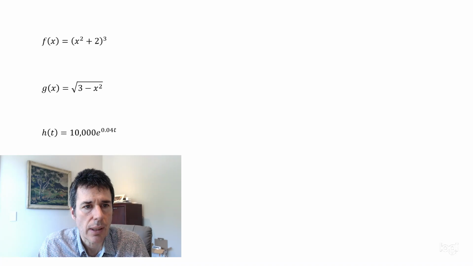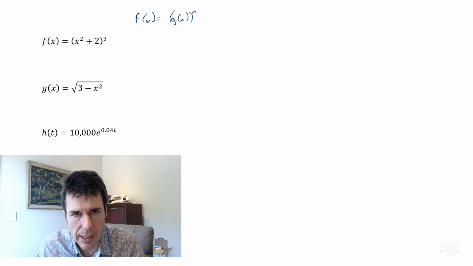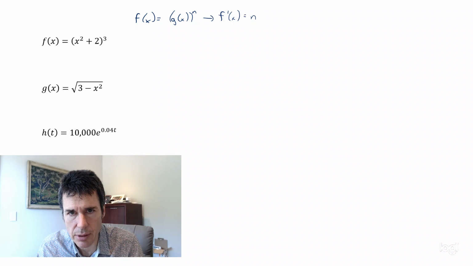In this video, I am going to take a bunch of derivatives using the general power rule. So the general power rule looks like this. If we have a function, which is another function raised to a power, then the derivative of this function is we bring the exponent down times g of x to the n minus 1 times the derivative of this inner function, so g prime of x.